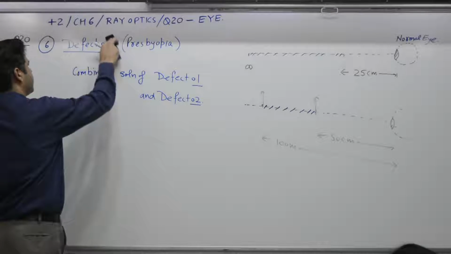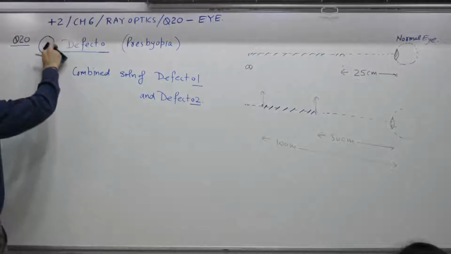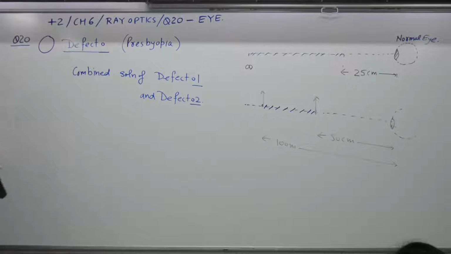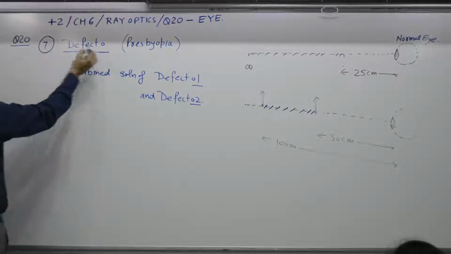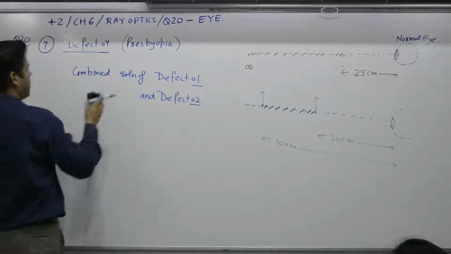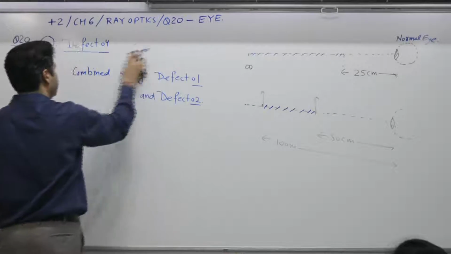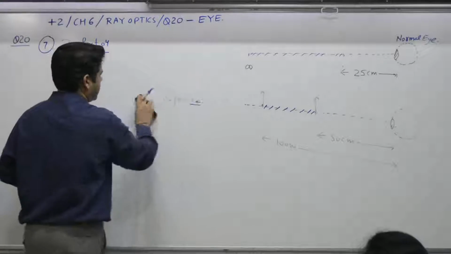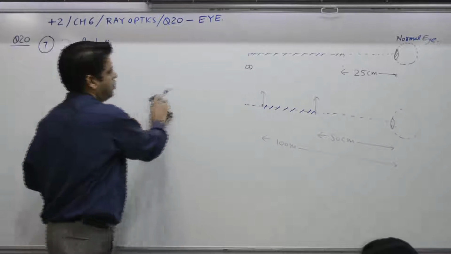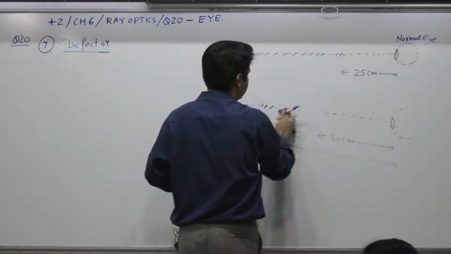Defect number 4, point number 7. Yes. Astigmatism. 1 minute to go through.